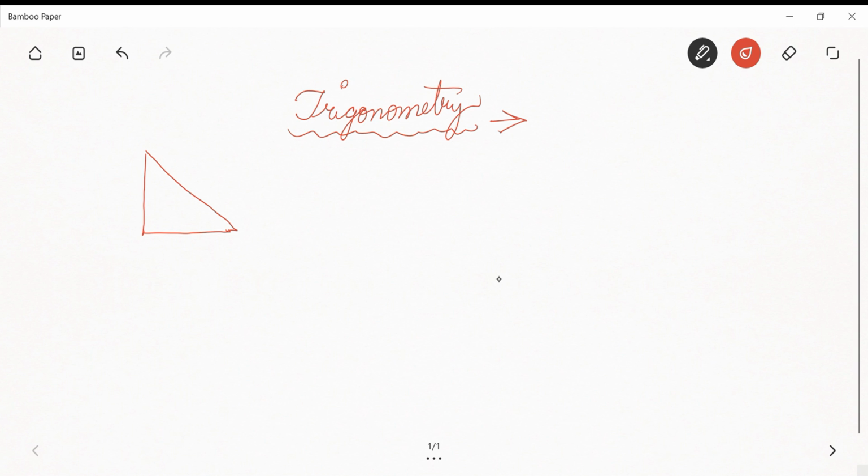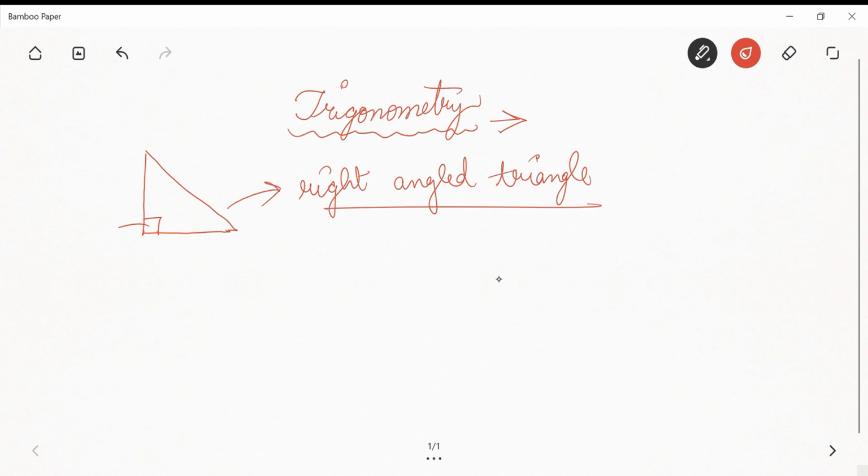So Pythagoras theorem is basically applicable on a right-angled triangle. Now, what is a right-angled triangle? A right-angled triangle is that triangle in which one angle is of 90 degrees. The side opposite to the 90 degree angle is your hypotenuse. And the side which is adjacent to the 90 degree angle and the hypotenuse, that is your base, and this is your perpendicular.